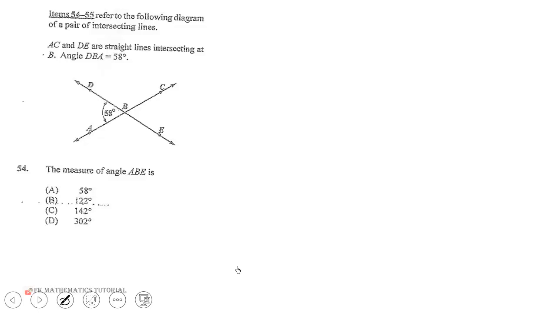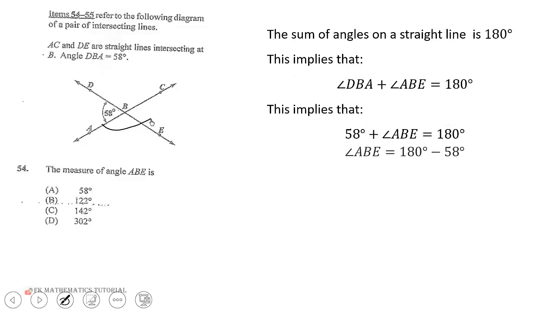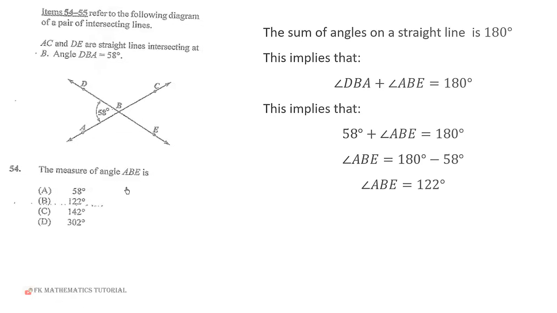Items 54 to 55 refer to the following diagram of a pair of intersecting lines. AC and DE are straight lines intersecting at B. Angle DBA is equal to 58 degrees. The measure of angle ABE, this angle ABE and angle 58 degrees should add up to 180. So when we solve for angle ABE, we obtain 122 degrees.